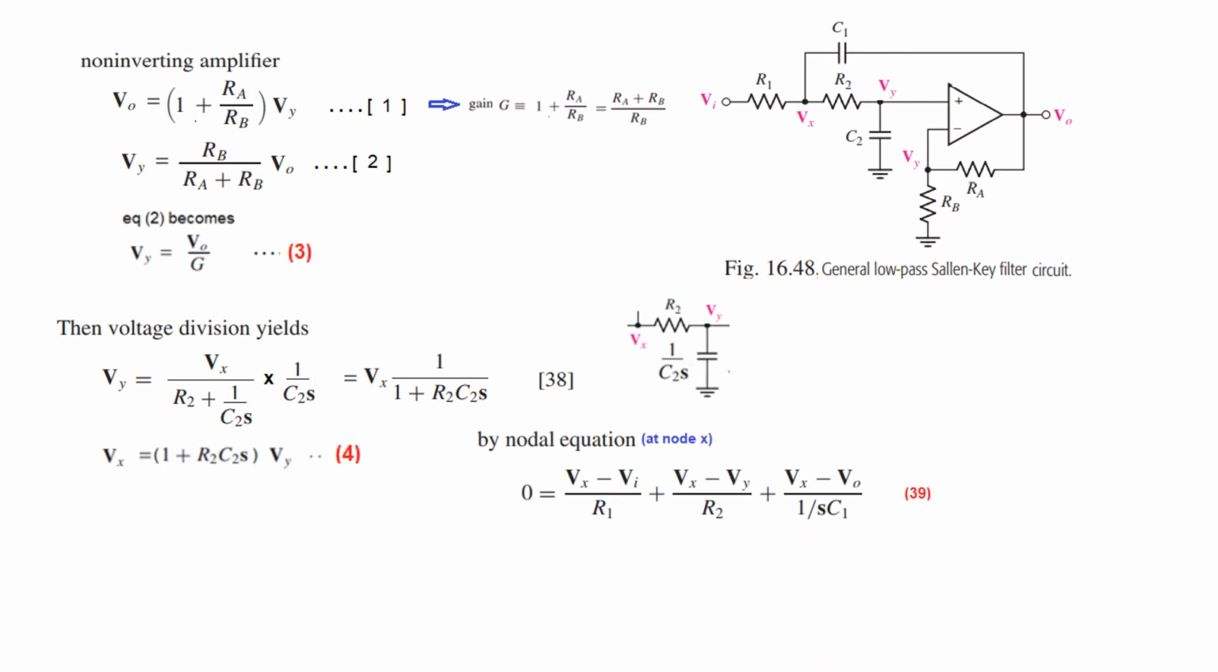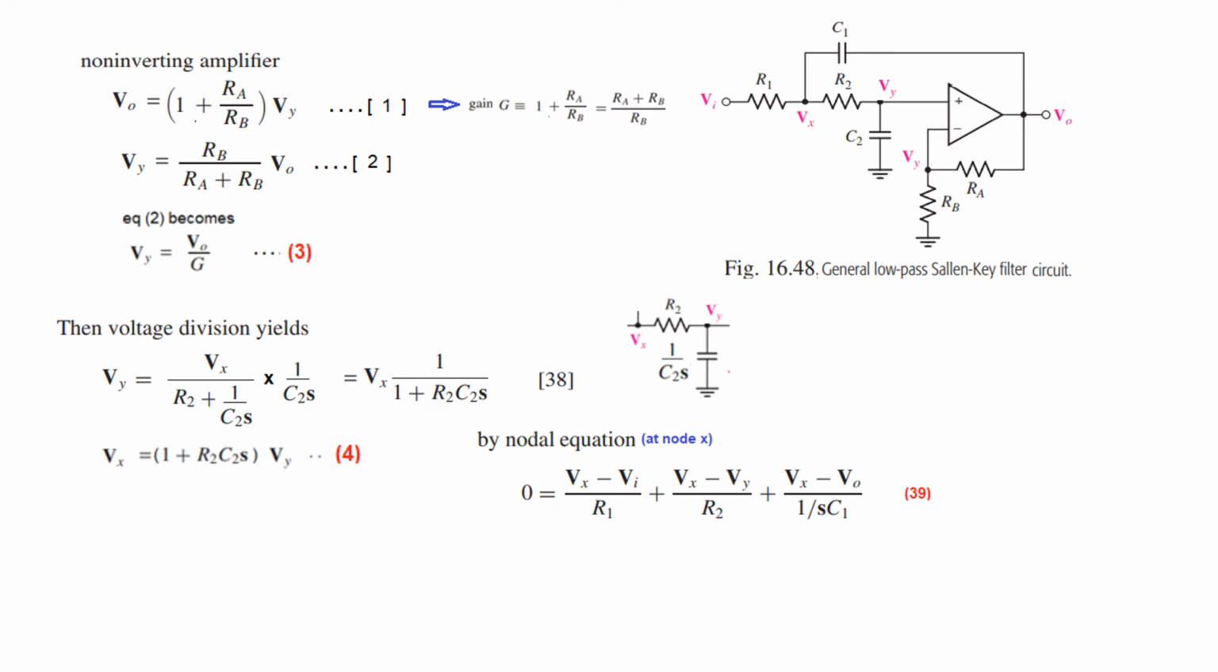And now we come on to the third equation that we will need. If we write the nodal equation at node x, you can see that at this node there are three currents leaving. One is in this direction, one current here, and one current like this. So the sum of the three currents is 0. So 0 is equal to, first leaving, Vx minus Vi divided by R1. The second current leaving is Vx minus Vy divided by R2.